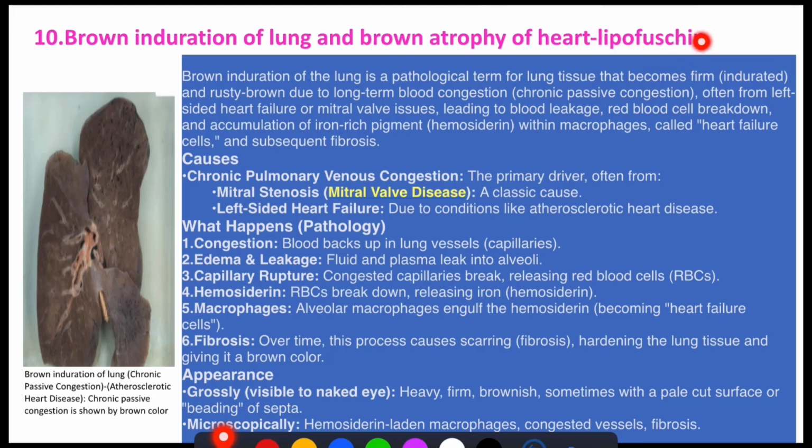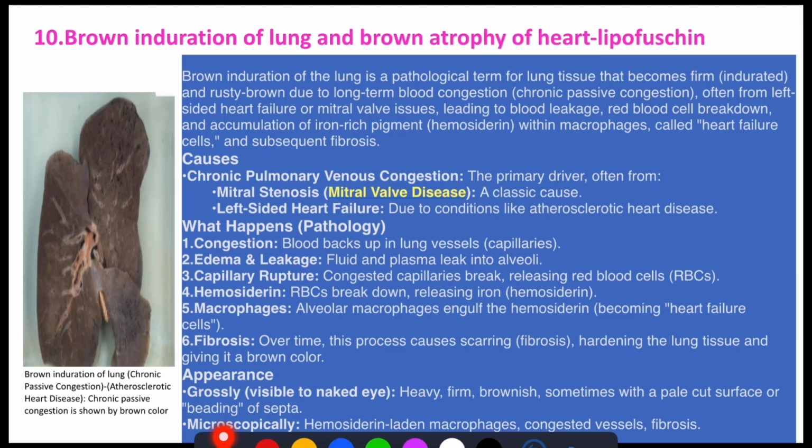So brown induration of lung is due to hemosiderin pigment, and brown atrophy of heart is due to lipofuscin pigment. So in both the organs the pigment deposition is different. So always remember, brown induration is due to hemosiderin pigment and brown atrophy of heart is due to lipofuscin pigment.